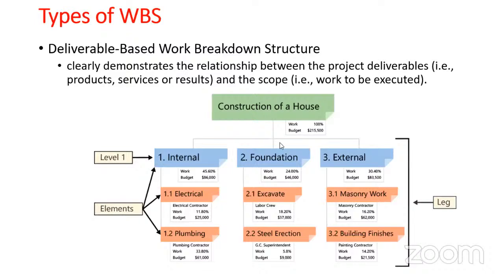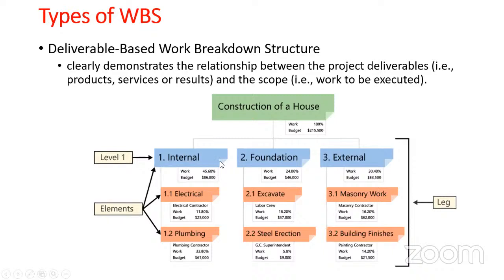All right, so look at this. You have the deliverable, which is construction of a house. That's what we're looking at. And then you have some of the performance report there that this work is 100%. And then the budget is at $215,500. So you have some information there detailing that. Then you have level 1 of this project. Level 1 tells you the major phases of this project.